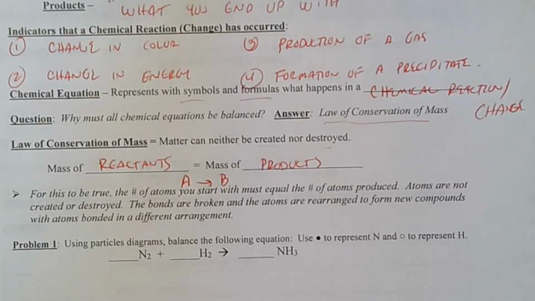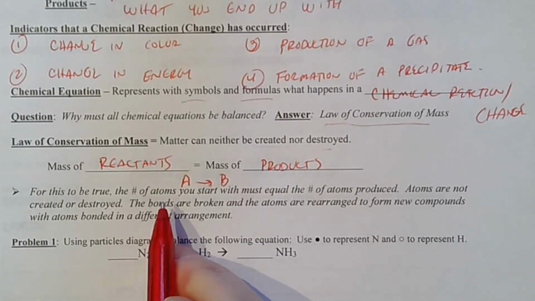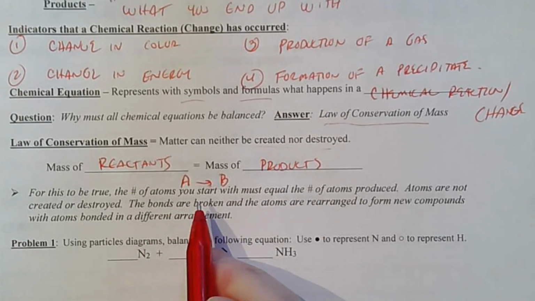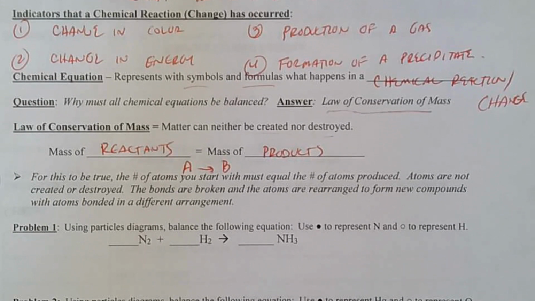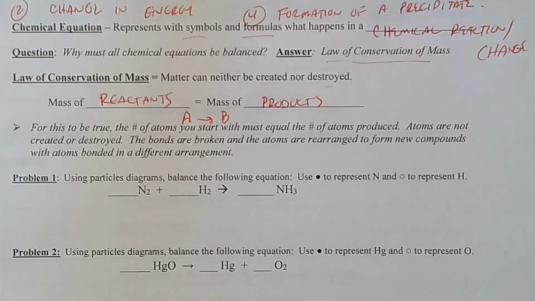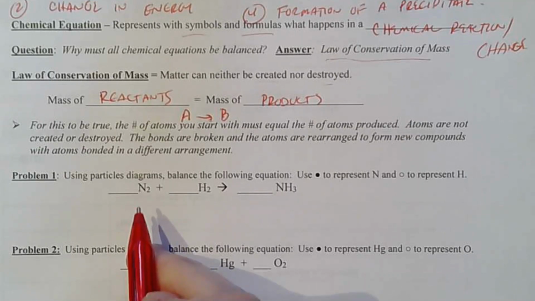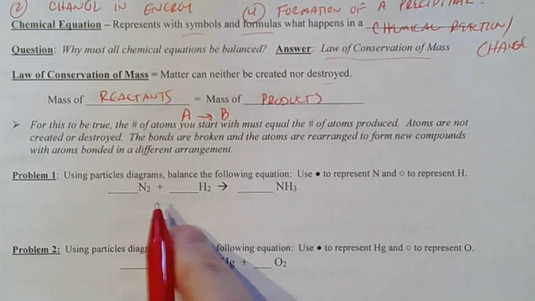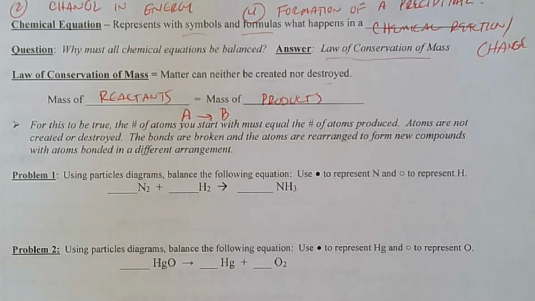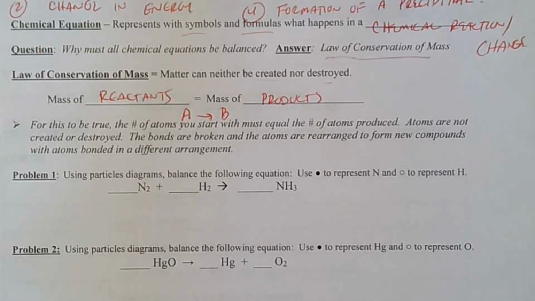So because of that, the number of atoms you start with of each element present in the chemical reaction has to equal the number of atoms produced. And that's how we can make sure that our chemical reactions are balanced. So I'm going to show 2 different ways to balance a chemical reaction. One using particle diagrams, the first method, and then show how to balance by just atoms.